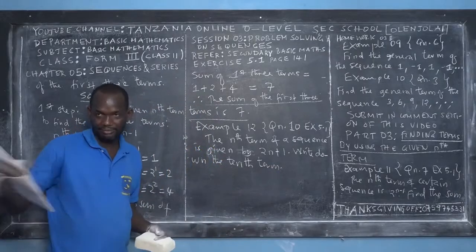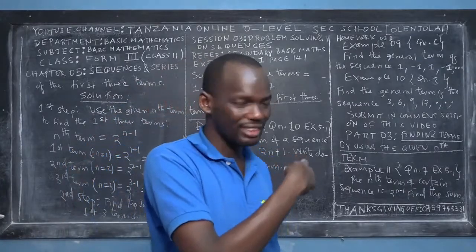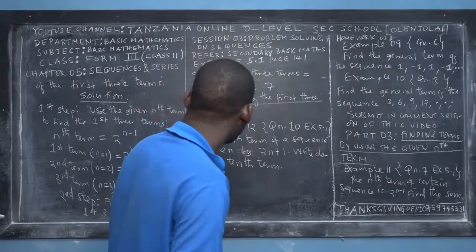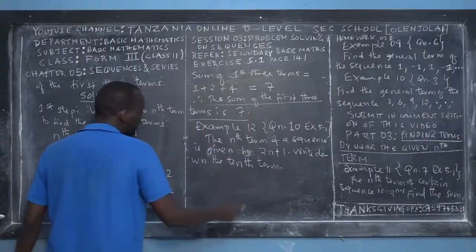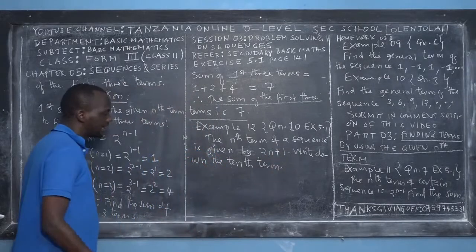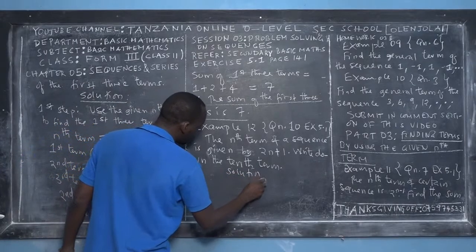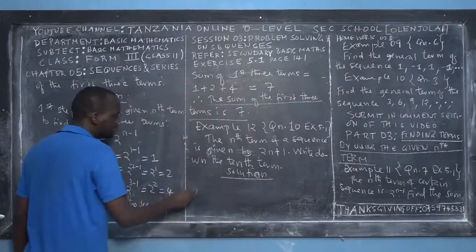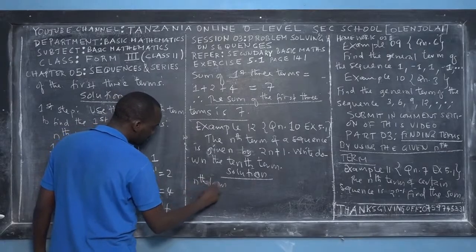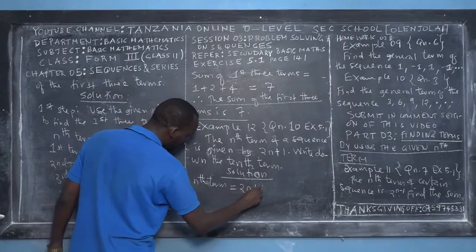Very simple. Tell your mind that the question is very simple. The nth term of the sequence is given by 2 times n plus 1. Write down the 10th term. So, solution. The formula of the given nth term is 2n plus what? 1.